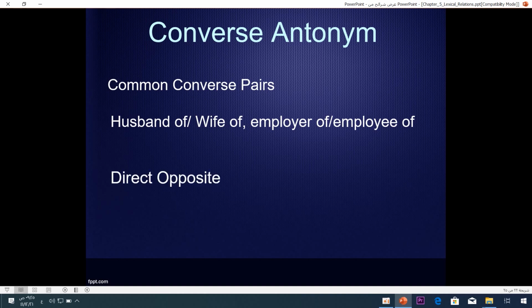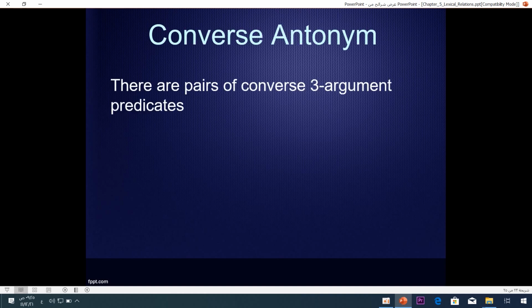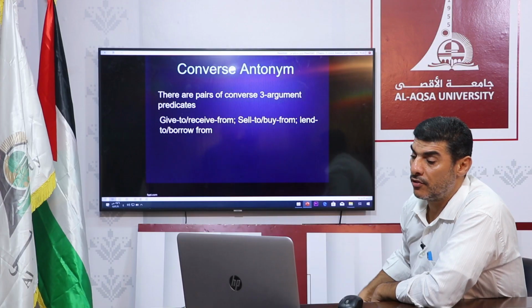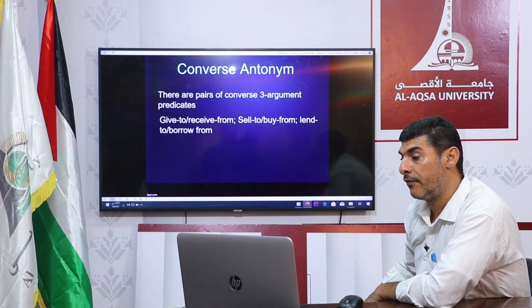We have direct opposites: before, after, left of, right of. It is on the left, it is on the right of something. I would say Jack came before Ahmed, Ahmed came after Jack, and so on. So you can use either word in the pair with the same meaning. There are also pairs of converse three-argument predicates. I mean that we have three words: give to, receive from, sell to, buy from, lend.